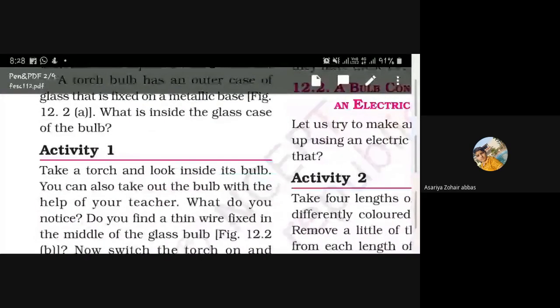Okay. Now we have to study about the bulb. How the bulb is illuminating, how the bulb is getting light. So who will read it for me?